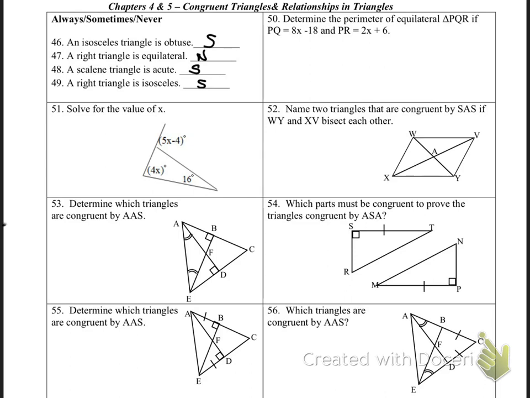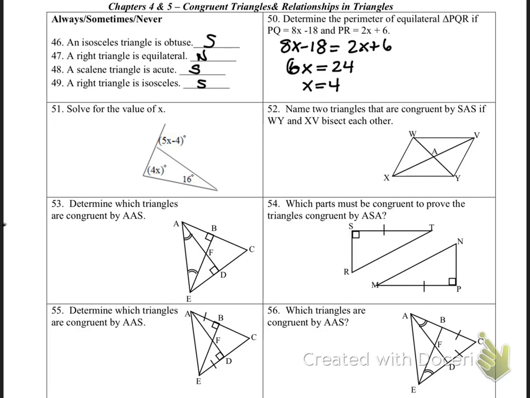So we want to now determine the perimeter of equilateral triangle PQR. If PQ is equal to 8x minus 18 and PR equals 2x plus 6, well, we know that it's an equilateral triangle, so all the sides are equal. So I'm just going to set these two sides equal. So I have 8x minus 18 is equal to 2x plus 6. So that means that 6x is equal to 24. So x is equal to 4.